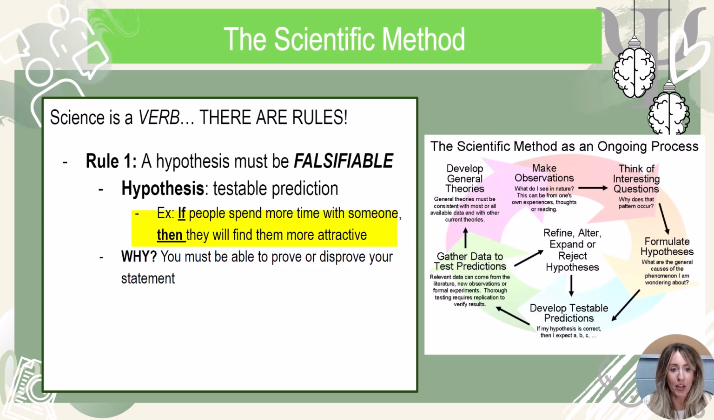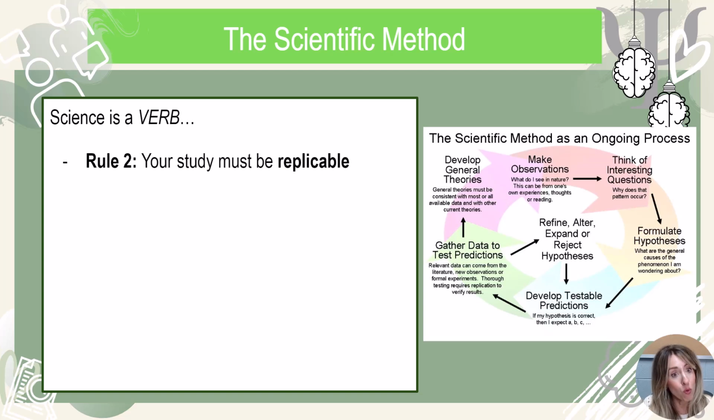Okay, an example here. If people spend more time with someone, then they will find them more attractive. Okay, so I have to be able to prove that this is true, that they see them more often, they find them more attractive, or that it's not true. So I have to be able to say, okay, they spend time with them and they find them less attractive. Your answer has to be yes or no. You can't just have a hypothesis that only has a yes answer, right? And that's called falsifiable.